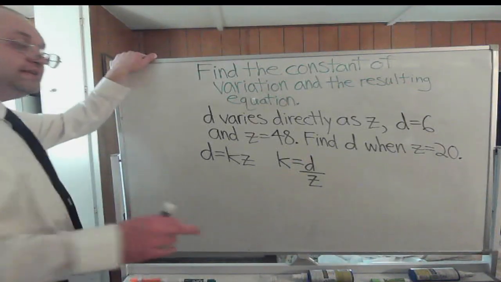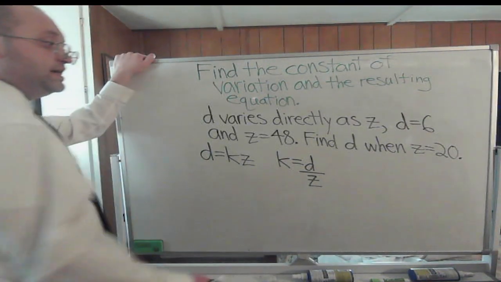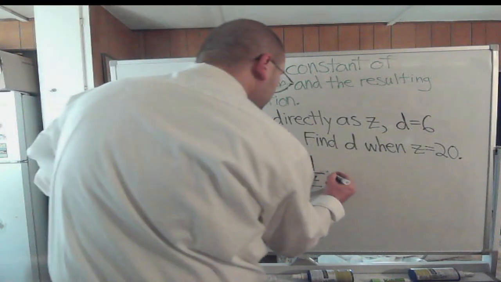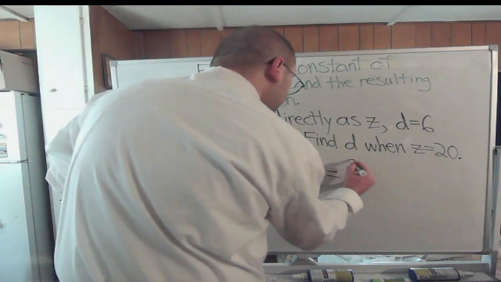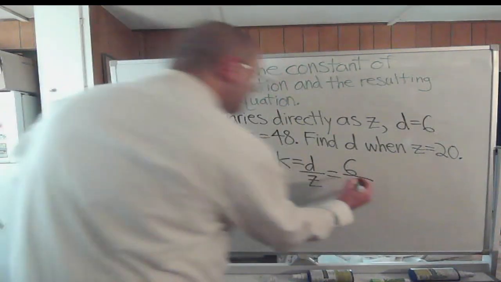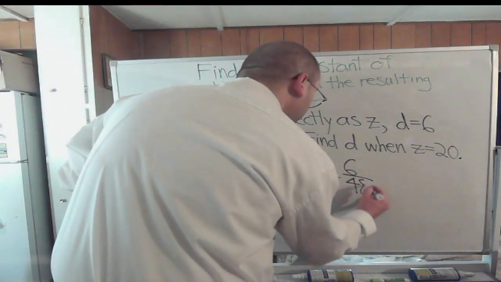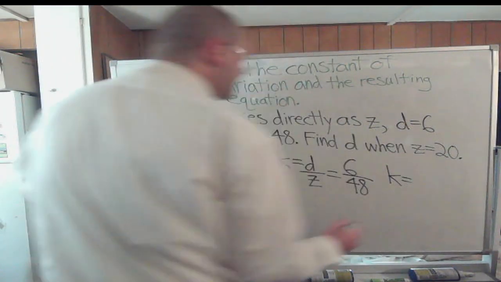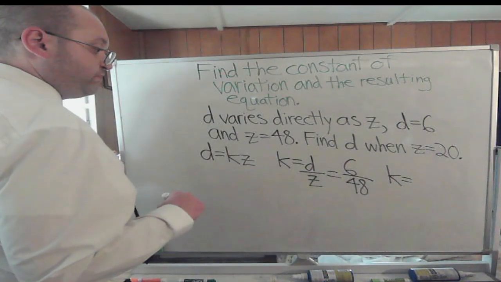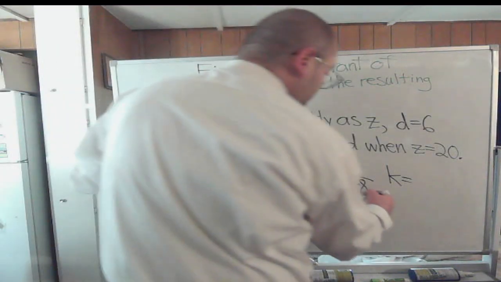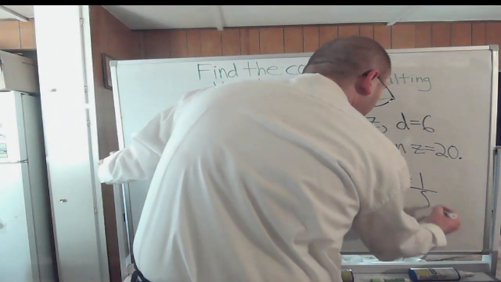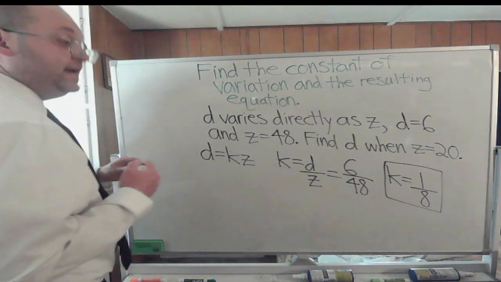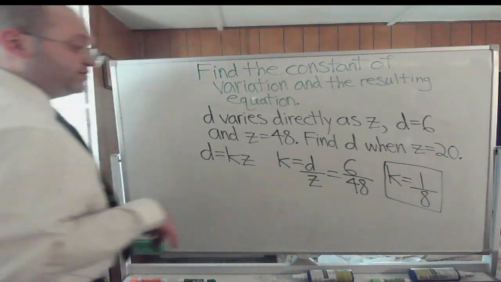Now, once you've obtained the equation for the constant of variation, you're just going to plug your values in. So D is equal to 6, Z is equal to 48. Therefore, the constant of variation is going to end up being, what's 6 over 48? That's 1/8. So we have obtained the constant of variation to be 1/8. So that's one part of the puzzle we need.